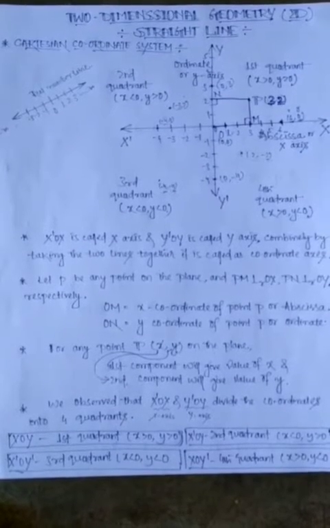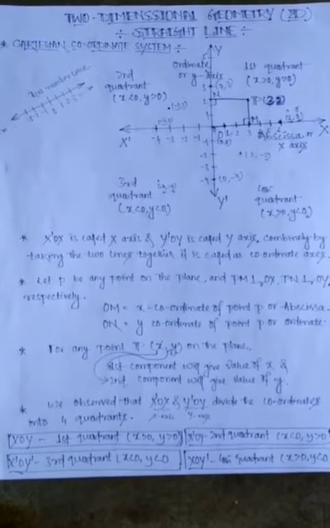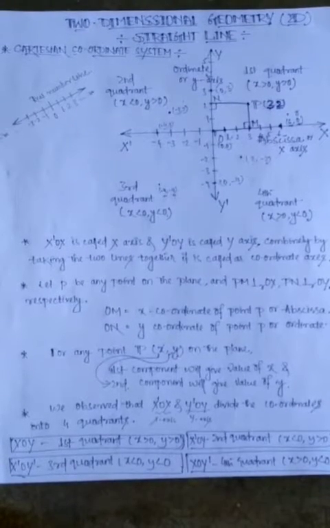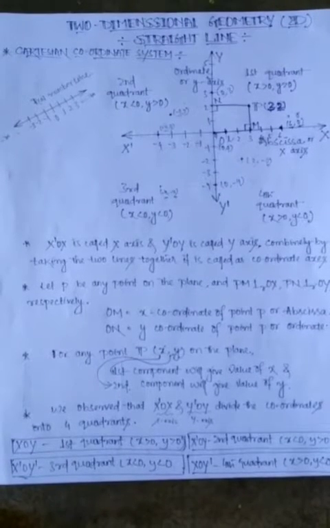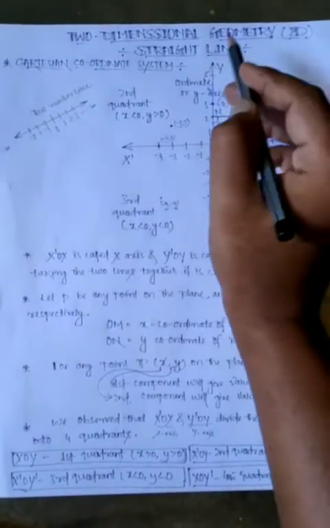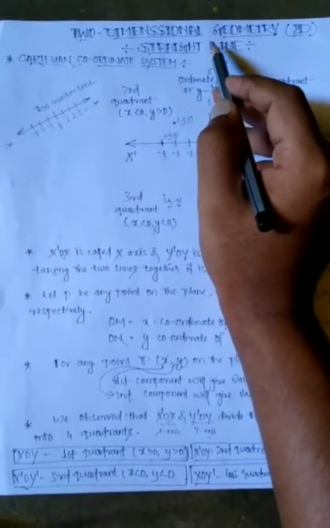We will start the topic two-dimensional geometry. In two-dimensional geometry, the specific part is straight line. So before going to the topic, we should know about the concept of two-dimensional geometry. Then first, what is dimension? The meaning of dimension, what is it?